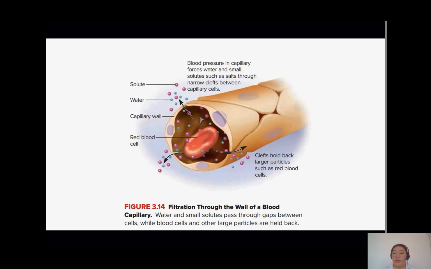The next is filtration. I hope that you know it. Filtration occurs in capillaries. Look at this. This is the capillary wall, and we have the endothelial cells. Between the endothelial cells we have the pores. The spaces, the gaps between the endothelial cells in the capillary, are for filtration. And you know that we have the capillary exchange.